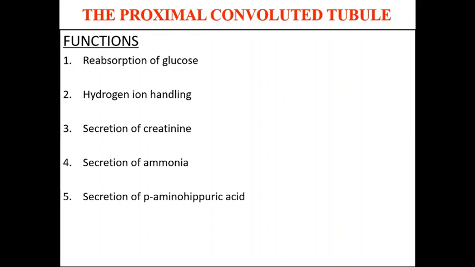So by now you remember that to estimate the glomerular filtration rate, you can use creatinine. But to estimate renal plasma flow, you can use para-aminohippuric acid. Such questions come up in MCQs.